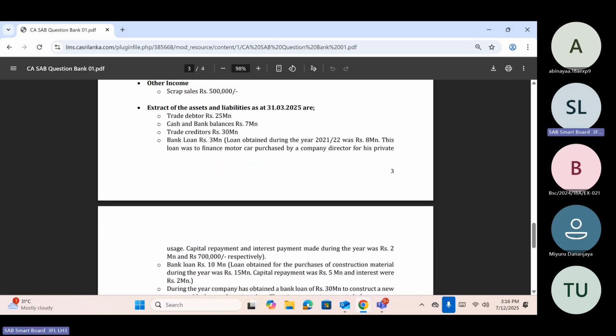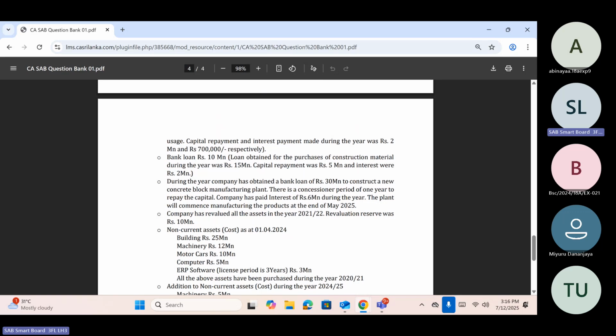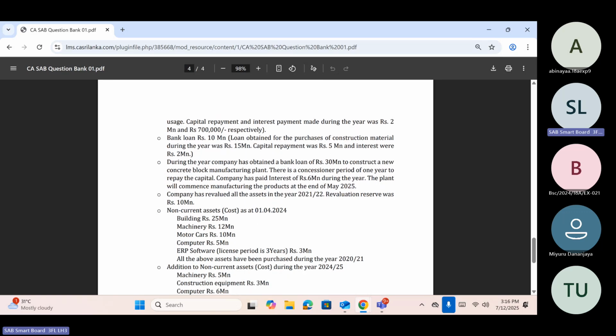So other things. From the assets and liabilities, trade debtors, not much important. Cash and bank balance, not much important. Bank loan, trade debts we have considered. The reserves also we have considered. Non-current assets: we need to work out the capital allowance. Accounting depreciation we have already added back. Now capital allowance.